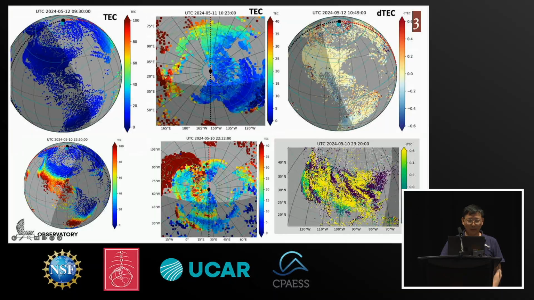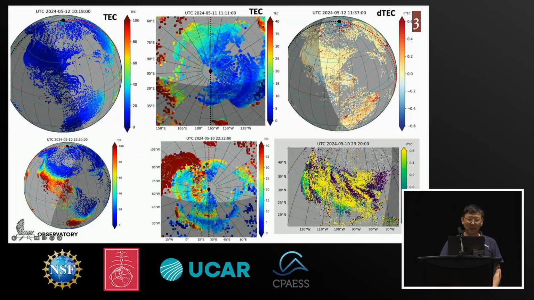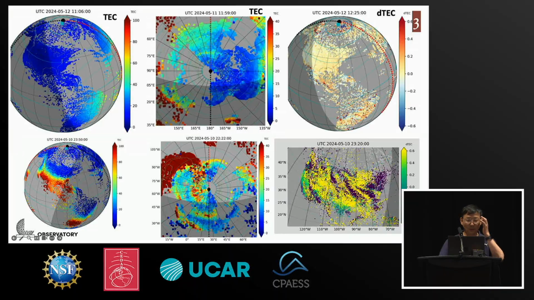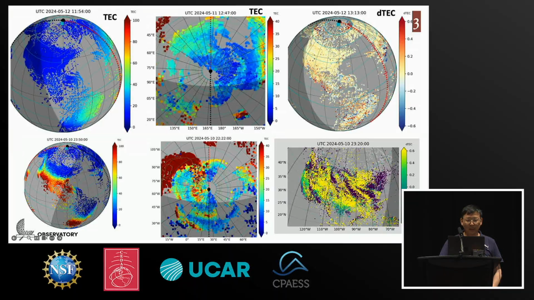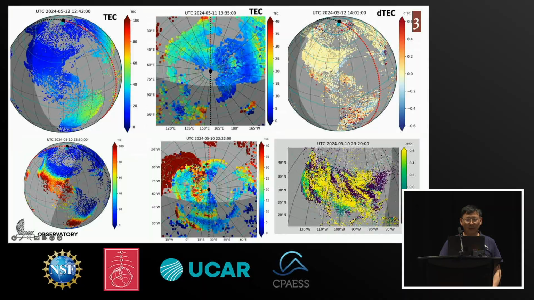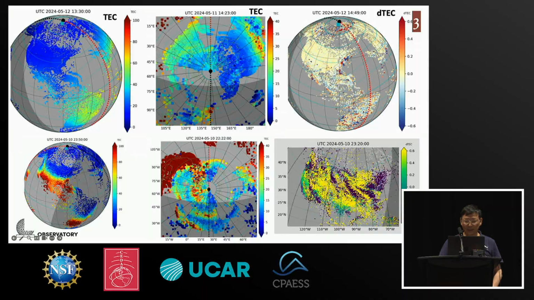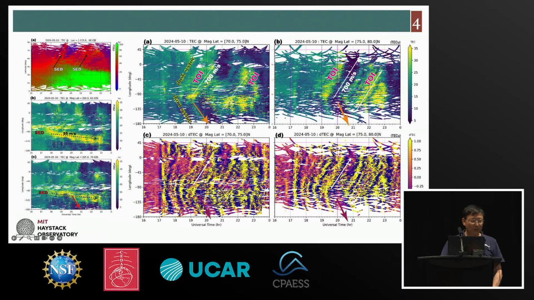And the snapshot here shows some of the features. The blue region here is next to the tongue of ionization, which is moving anti-sunward. So these are so-called patches. And these just show the SED plume moving as a function of time, mostly westward at the subsolar rotation speed. This is within the polar cap.